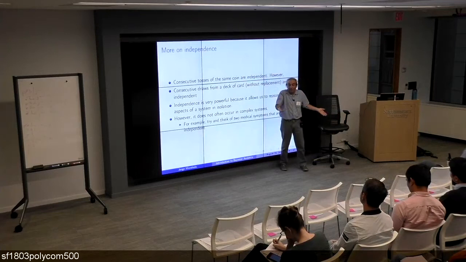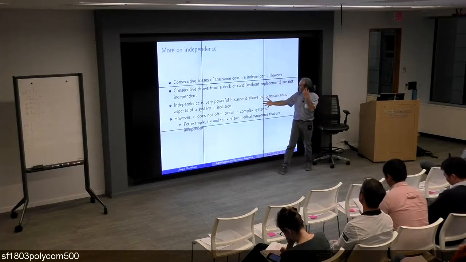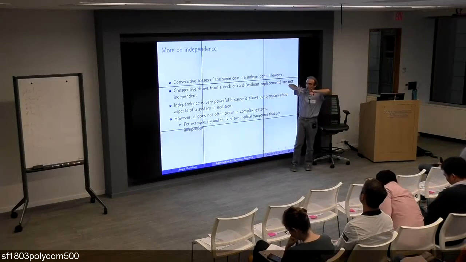So independence is very powerful. You will see, because it allows us to break the system into pieces, which is the crux of what Bayesian analysis is going to allow us to do. We'll see in a second.